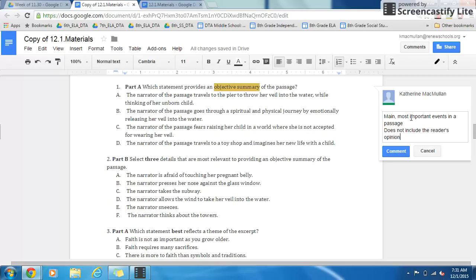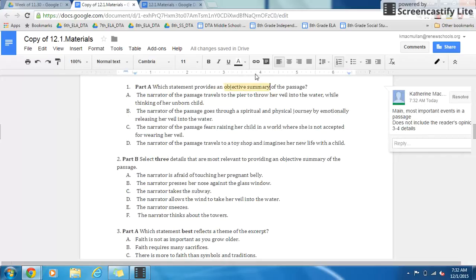So when we're looking for an objective summary, we're going to need to look at the entire passage. Oftentimes you're going to be looking for around 3 to 4 details in the summary. So once again, we're going to need to be looking at the entire passage for an objective summary. So that's our location.